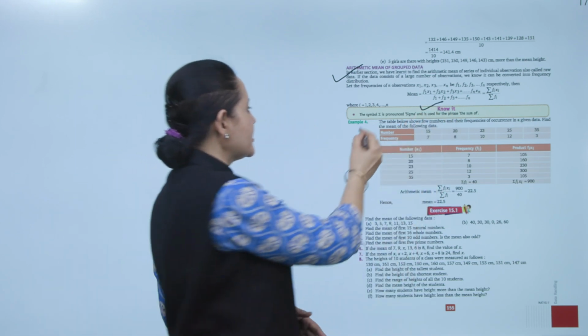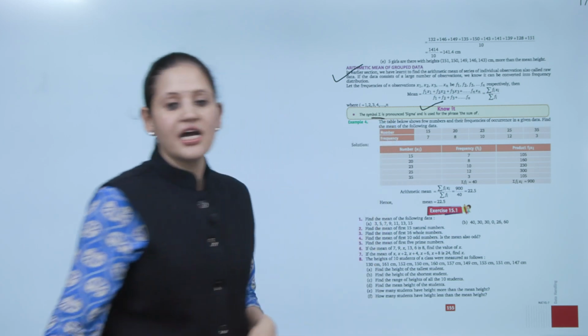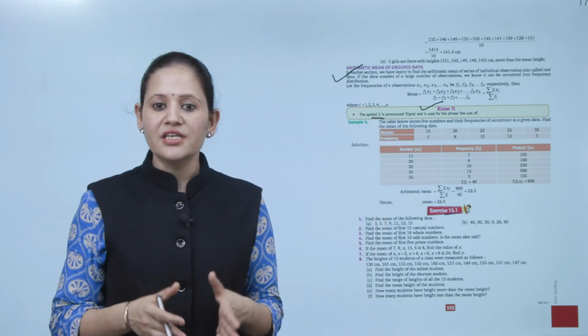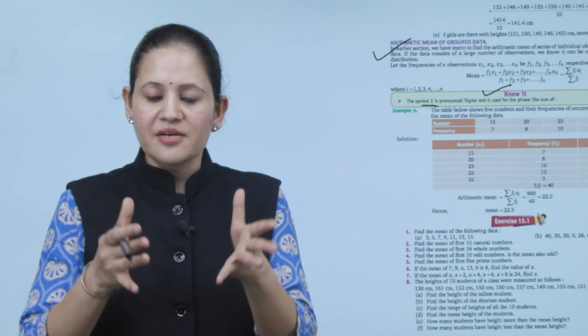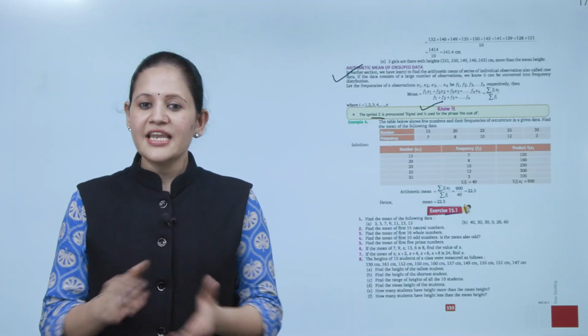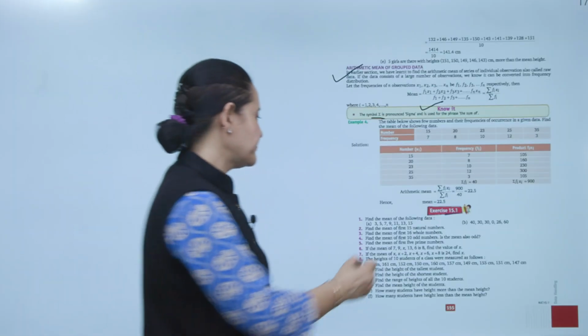This symbol is pronounced as sigma and it is used for the phrase 'the sum of'. It is used to represent the sum of something. Clear? Next is exercise 15.1.